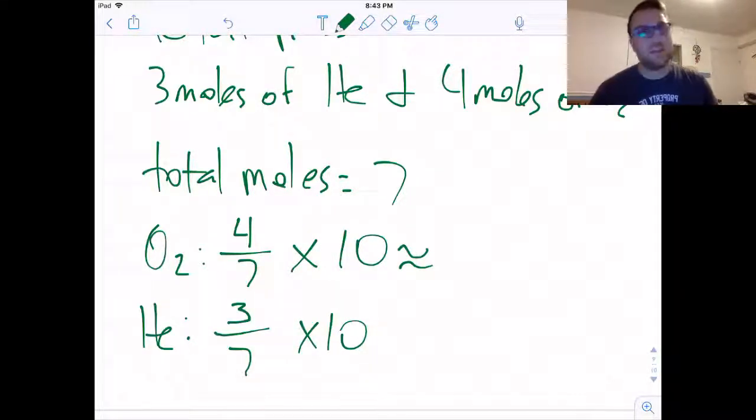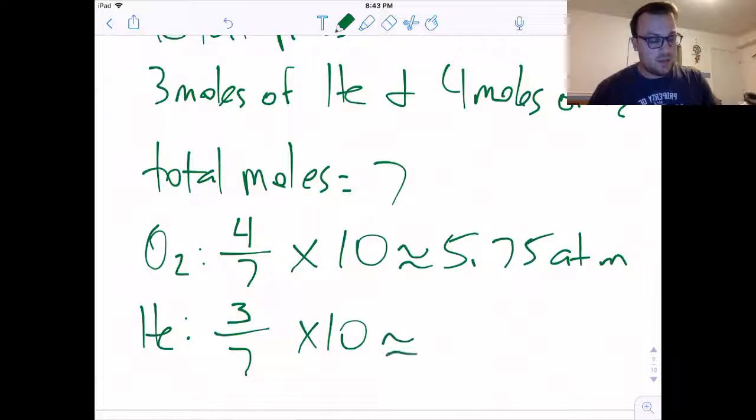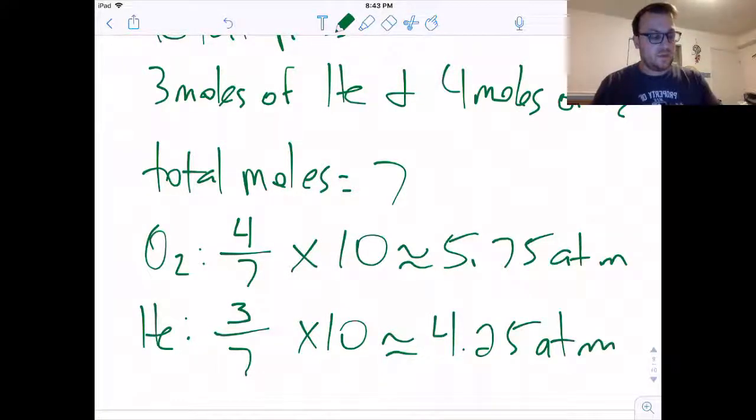So just take the total moles of the container based on the moles given to you of the helium and the oxygen. Express that as a fraction. So oxygen's fraction is 4/7, 4 moles given of oxygen, 7 moles total, that's 4/7. Helium's was 3/7, 3 moles given, 7 moles total. Multiply them each by the total pressure, which was given as 10 atmospheres, and you will get the partial pressure of each.